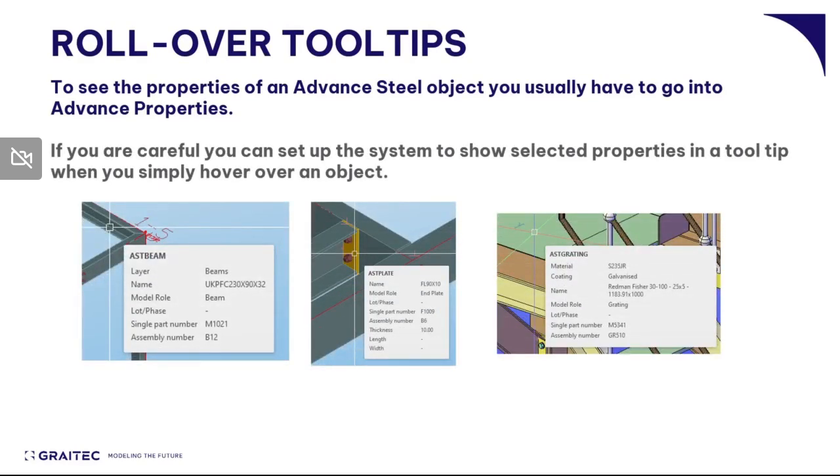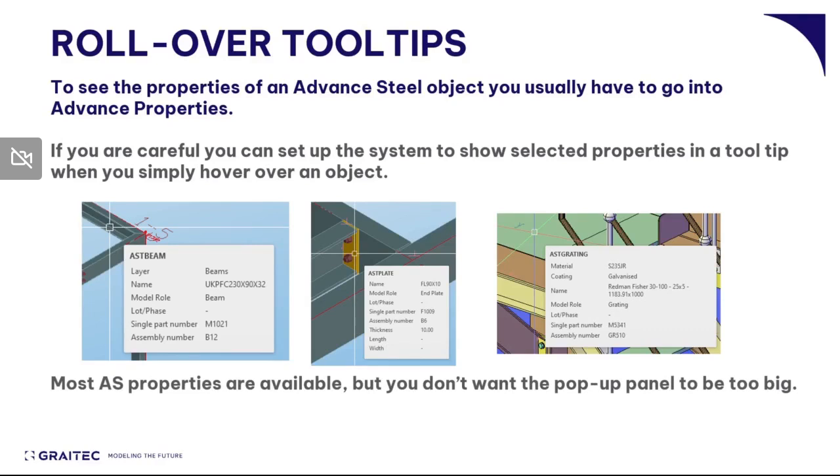But if you're careful, you can set the system up so you can show selected properties when you just hover over an item. You can see in the images I'm hovering over a beam on the left, and I've got things like the beam name, so I can see what size it is, and the part numbers. I can hover over that plate and see the plate dimensions and the part numbers, or the grating, or whatever, different properties for different objects, just by hovering over them. And that's obviously a very useful thing to do. You can find parts, you can read the properties without having to actually double click to go into the advanced properties. But you need to set this up carefully within the system.